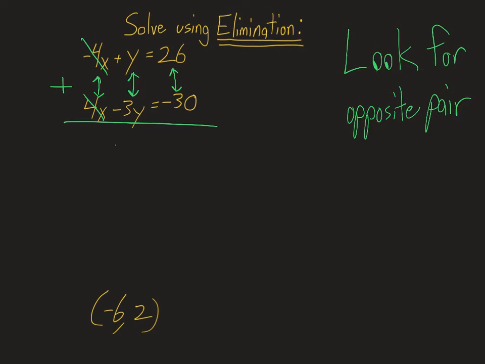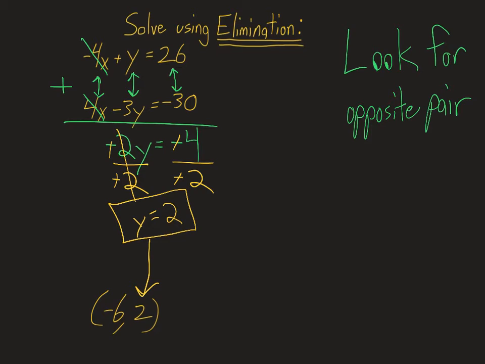Now I combine my Y's. Y and -3 is -2Y, and then 26 and -30 is -4. And man, I love how simple the equation gets when you use this method. Y equals, negatives cancel, y equals 2.